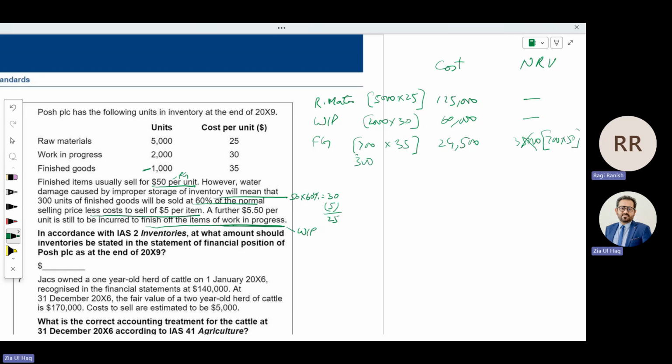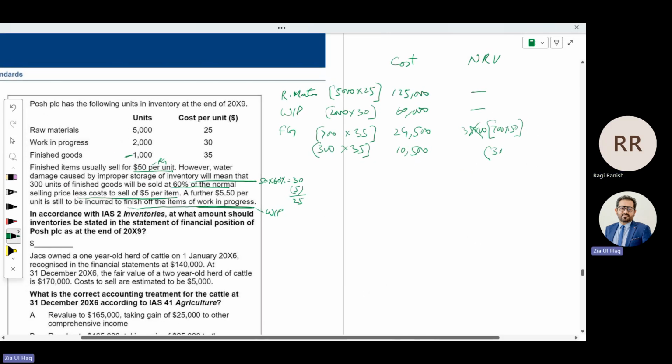And for the remaining 300 units, their cost is 35. How much is that? 10,500. And their NRV is what? 300 multiplied by 25. What's that? 7,500. This means we should take this figure, we should ignore this. 300 into 25, 7,500. But why did we take 300 into 35? Because to calculate cost, we need to compare cost and NRV. We are comparing cost and NRV.